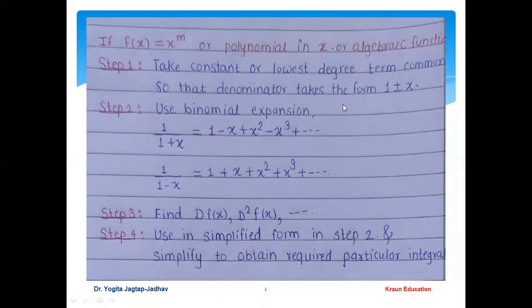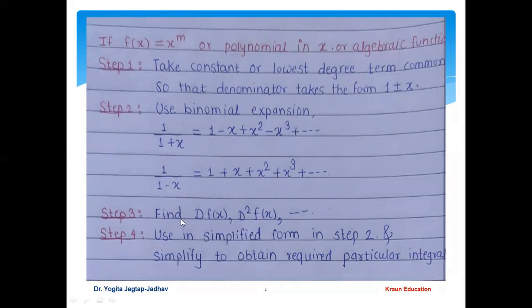In step number 1, we have to take the constant term or lowest degree term common from the denominator, so that the denominator will take the form either 1 plus x or 1 minus x. Here, by using the binomial expansion, that is 1 upon 1 plus x equal to the series 1 minus x plus x square minus x cube plus and so on, and 1 upon 1 minus x equal to 1 plus x plus x square plus x cube and so on, we can simplify the given expression.